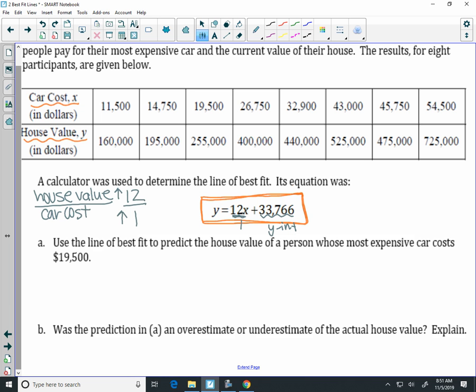Use the line of best fit to predict the house value of a person whose most expensive car costs $19,500. Okay, so car cost is our X. So since this is a car value, we're going to use our equation and put this in for X. So here's how that looks. 12 times 19,500. You can also pull up the table in Desmos. You'd be putting that value in for X.